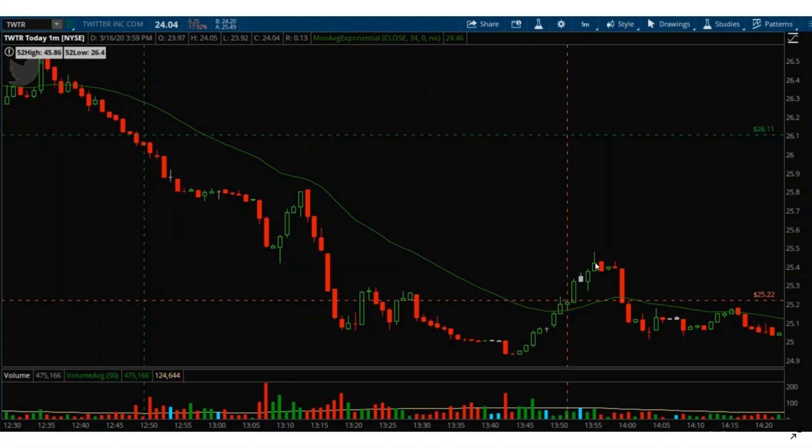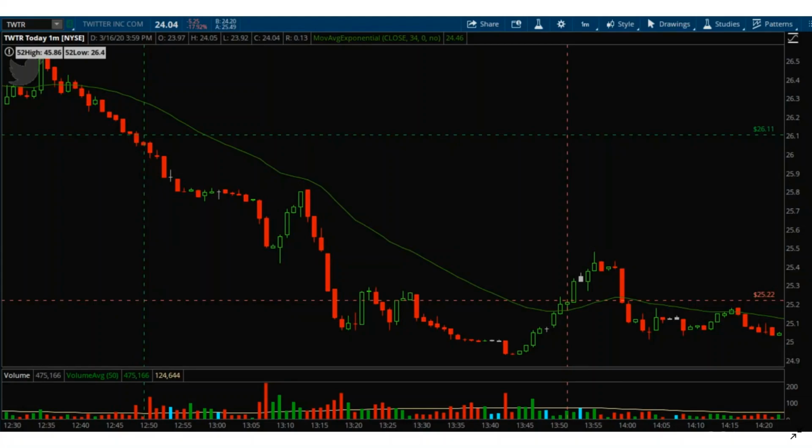You can watch to see what's going on here to see if it breaks this level of prior support, which it didn't, so you could have stayed in the trade, but I'm giving you kind of the worst case scenario. Where's the first point you can exit this and still feel good about it? That's the level right there.